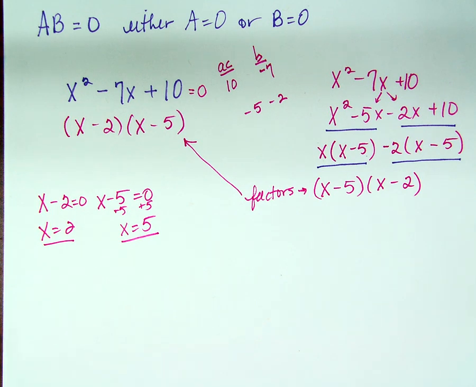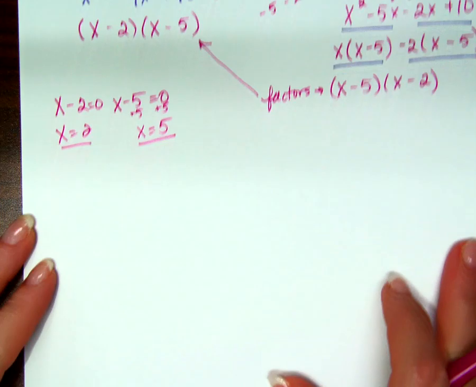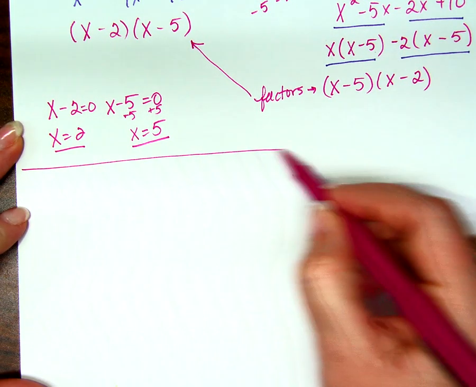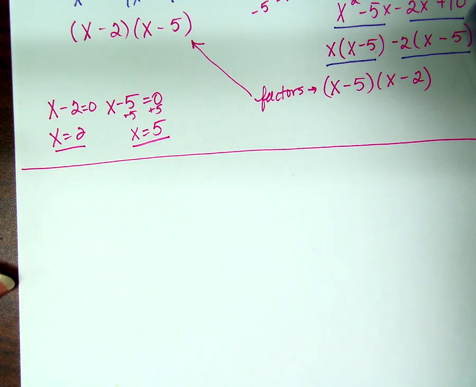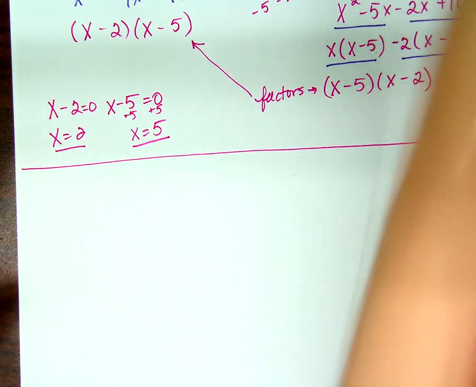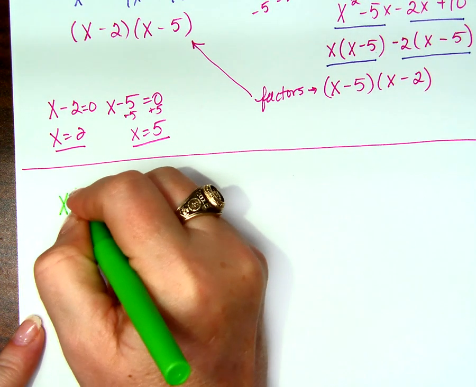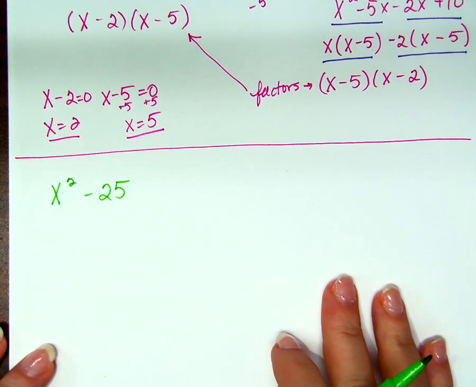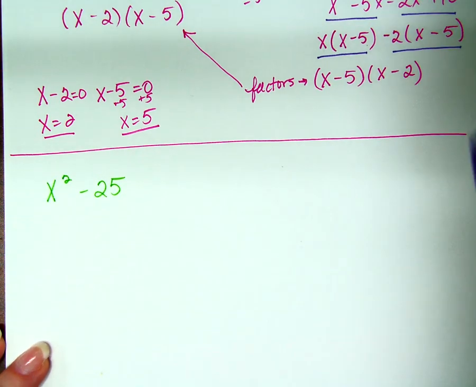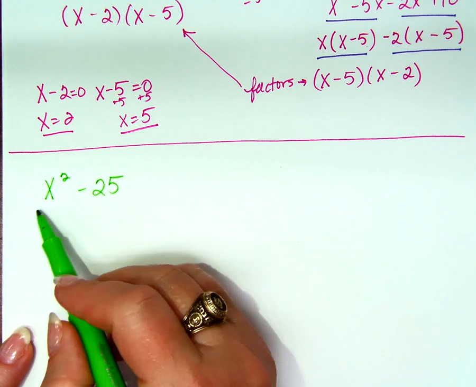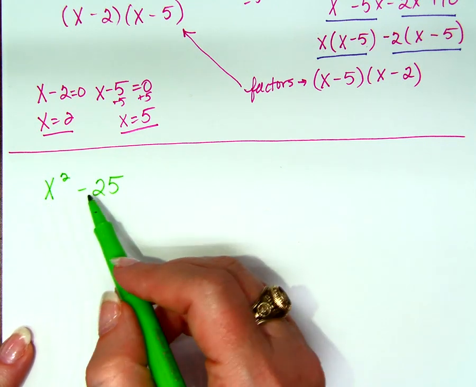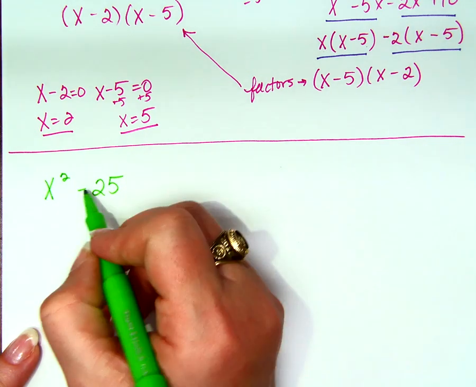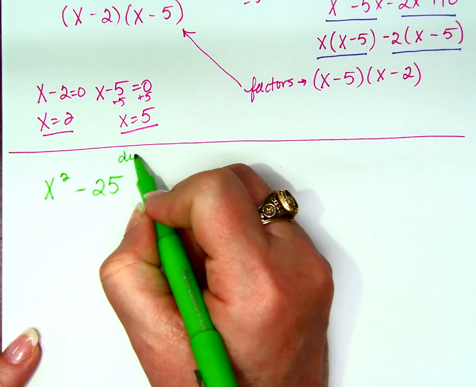Another thing that you might notice when we're factoring is you might see something that looks like this: x squared minus 25. That's not a trinomial because there are only two terms, so it is a binomial. Hopefully you recognize right off the bat that there's something special about both of these terms. They're both squared, and what's happening between the two of them? We're subtracting. So this is called the difference of squares.